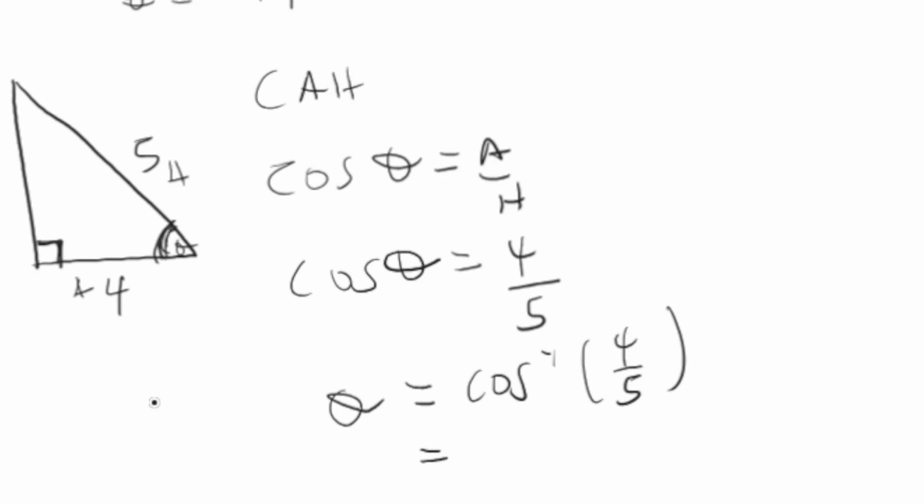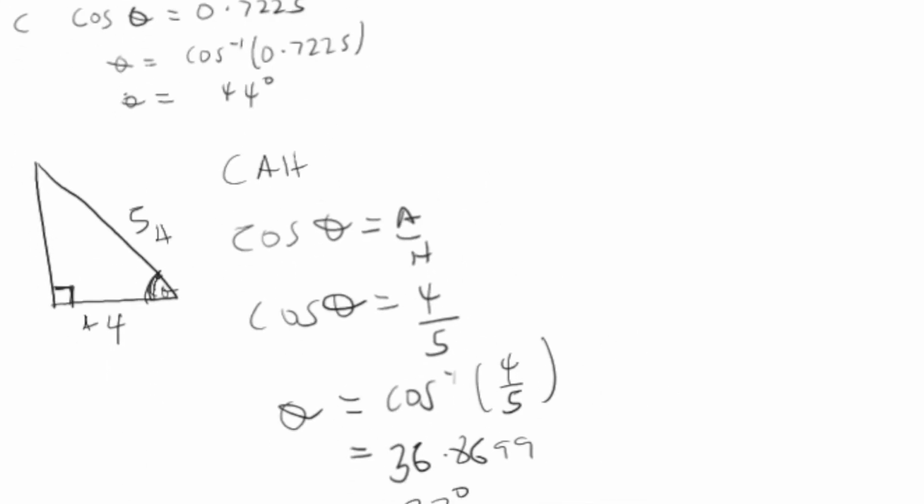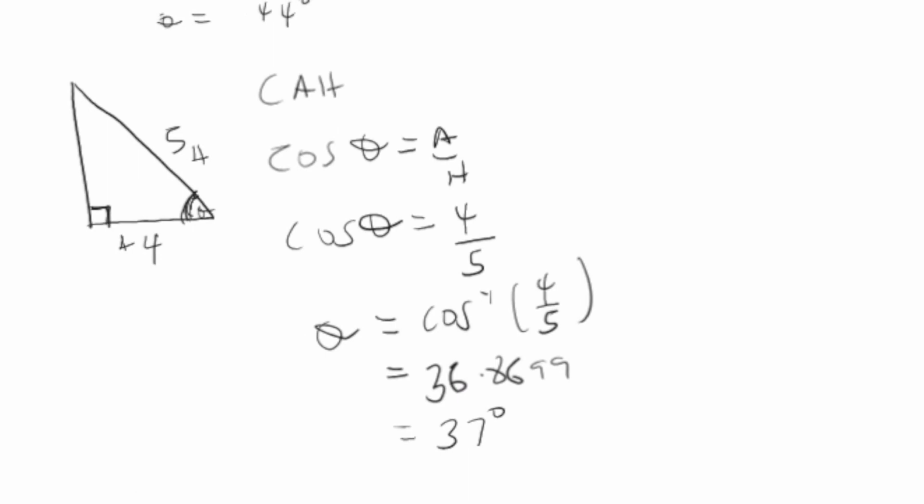And then you put it in your calculator. Second function, cos 4 divided by 5. And then that gives you 36.8699, which is equal to 37 degrees. So you see, it works and it is perfect.